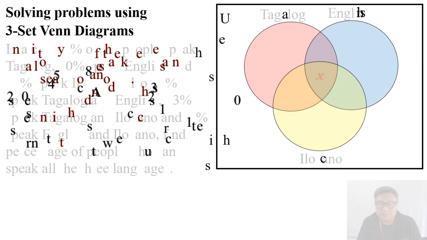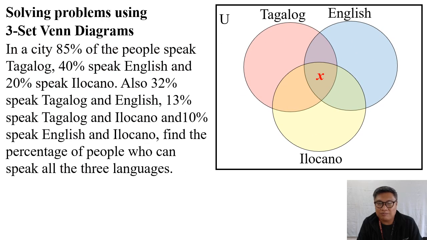Now, here's another problem, but this is now in terms of percent. So this is quite confusing, class, because there are already variables involved, and this is in terms of percent. So in a city, 85% of the people speak Tagalog, 40% speak English, and 20% speak Ilocano. Also, 30% speak Tagalog and English, 13% speak Tagalog and Ilocano, and 10% speak English and Ilocano. Find the percentage of people who can speak all the three languages.